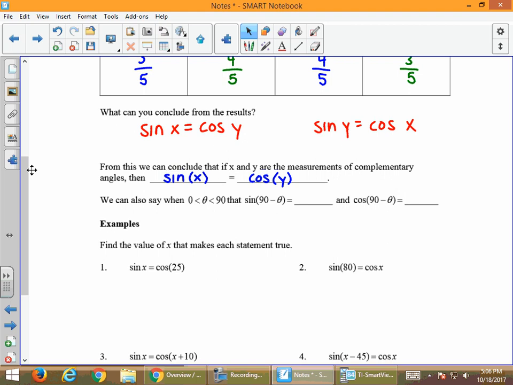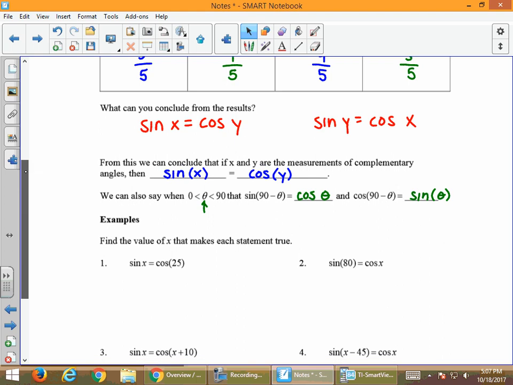Another way that you can look at this is you can say that if theta, right here, that is the Greek letter theta, and theta just represents an angle measure. It says if there is some angle between 0 and 90 degrees, the sine of 90 minus theta would equal the cosine of theta itself. And the cosine of 90 minus theta would equal the sine of theta itself. All right? So the big relationship that I need you to be able to see is the sine of one is equal to the cosine of its complement.